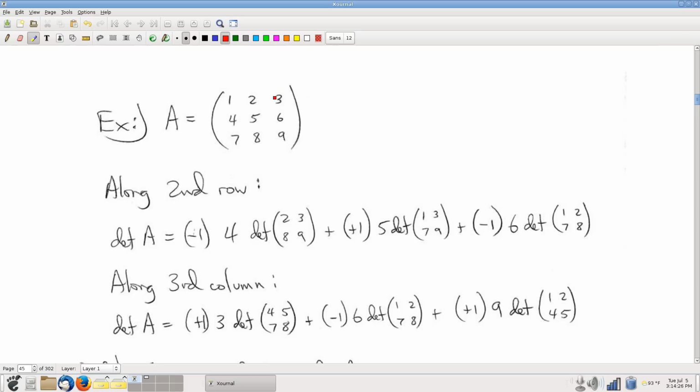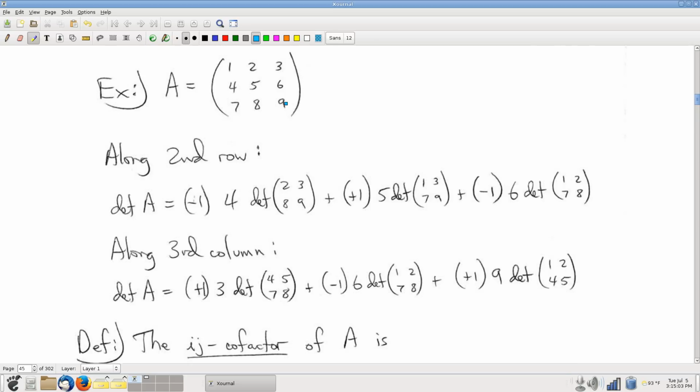Likewise here, same calculation, it's just that now we're going down the third column. Down the third column, you get plus, minus, plus from the checkerboard pattern. The entries are 3, 6, 9. And the minors, well, again, you have to do these one at a time. But so, for example, for this 3 entry, cross out the row and column, and you're left with that. Okay. All right.